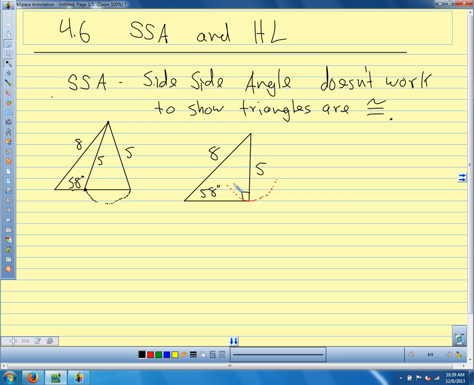But instead of side-side-angle, we call it hypotenuse leg. We have the hypotenuse of the triangle and the leg of the triangle. So that's what HL stands for. So that's going to be what goes in our last bubble in our graphic organizer. So the HL theorem is hypotenuse leg.